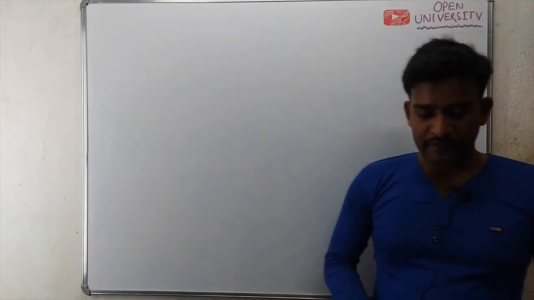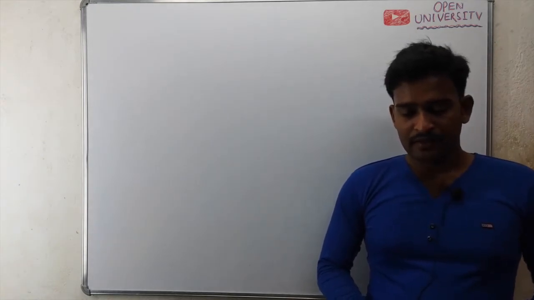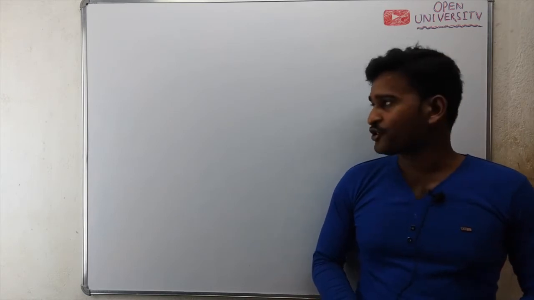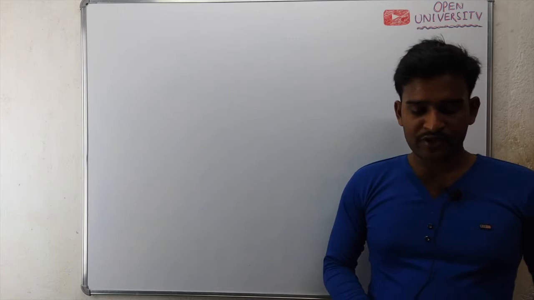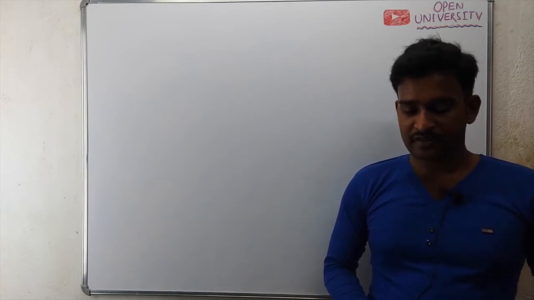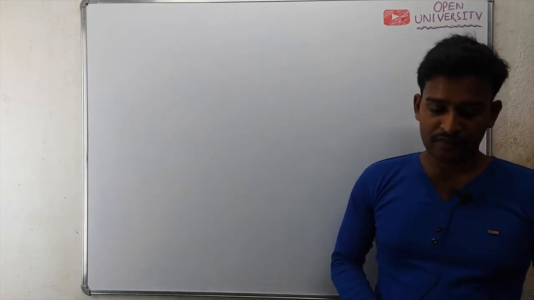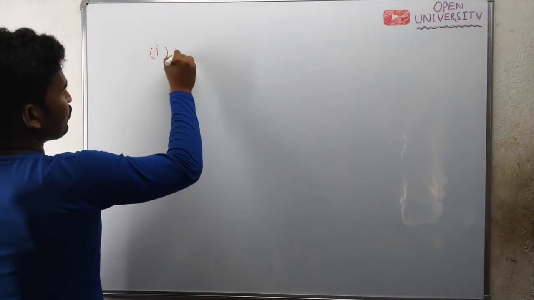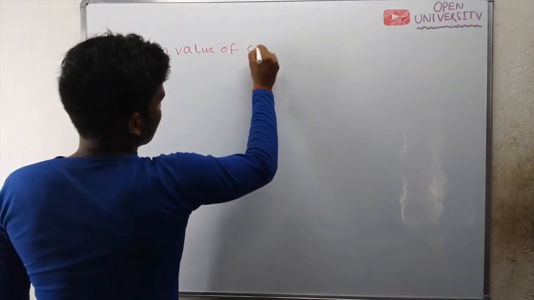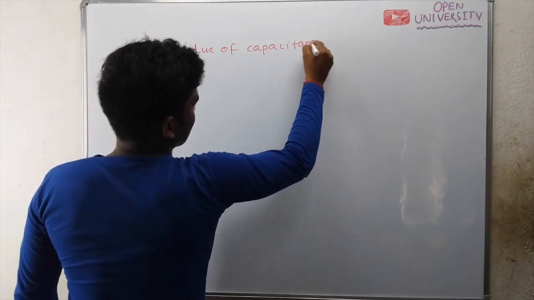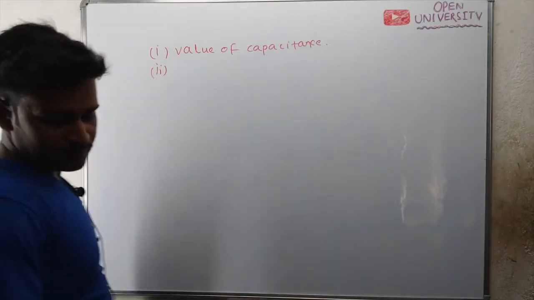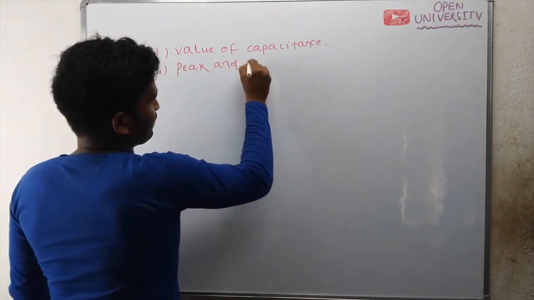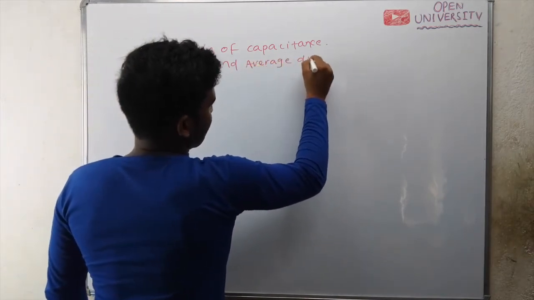Full stop. If the ripple factor is 0.01 and the line frequency is 50 hertz, then calculate, first point, the value of capacitance, and second point, the peak and average diode currents.